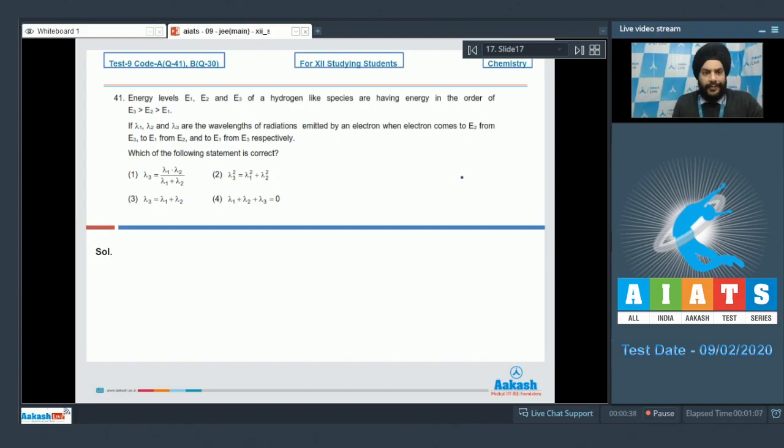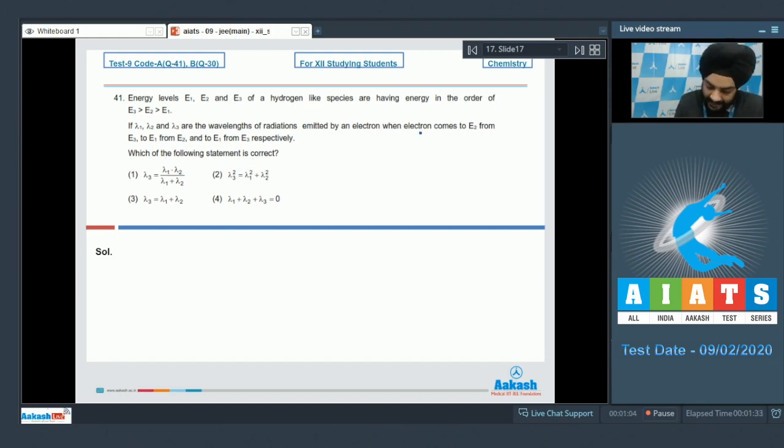Let's look at question number 41 now, students. Energy levels E1, E2 and E3 of a hydrogen-like species are having energy in the order of E3 more than E2 more than E1. If lambda 1, lambda 2 and lambda 3 are the wavelengths of radiation emitted by an electron, when an electron comes to E2 from E3 and to E1 from E2 and to E1 from E3 respectively, then we have to comment on the relation which is correct.